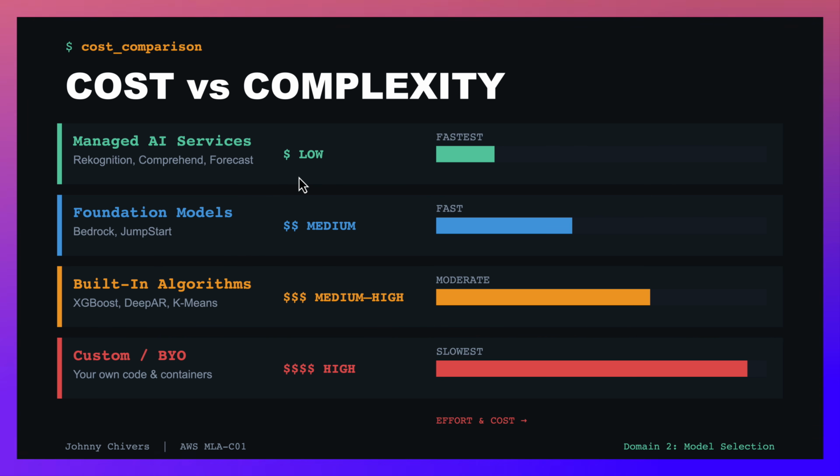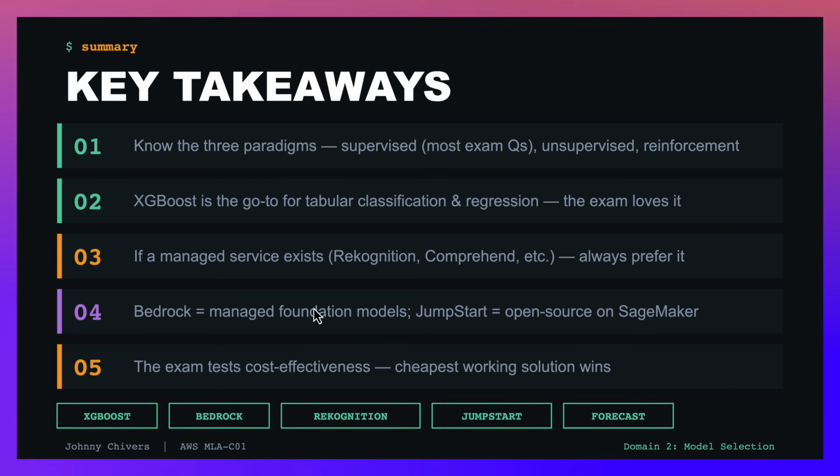So this is the way I think about it for the exams when it comes to managed services, foundational models, built-in algorithms, and custom bring your own models: the way that you can get them to market and the price of doing so to get them that far. Not necessarily just the raw price on paper, but the total development cost to get there is what we're talking about here. The cost of building versus the complexity of getting it out to market.